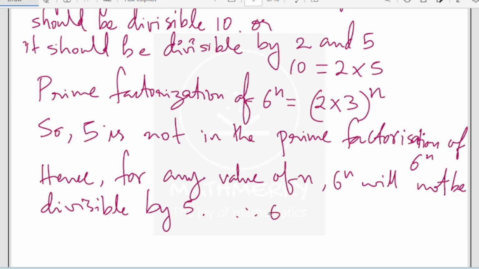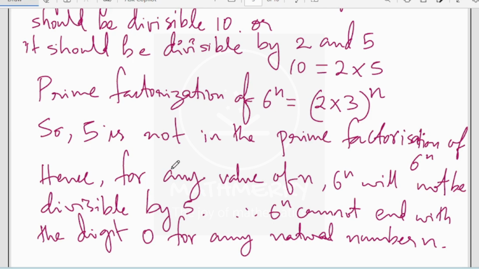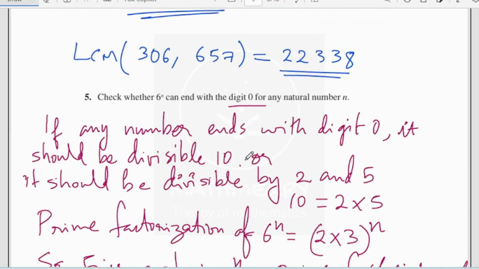Therefore 6 raised to n cannot end with digit 0, for any natural number n. So whatever the value of n may be, it is not divisible by 5, and so that means it is not divisible by 10, so that means it will not end with the digit 0. So that's about this particular question.